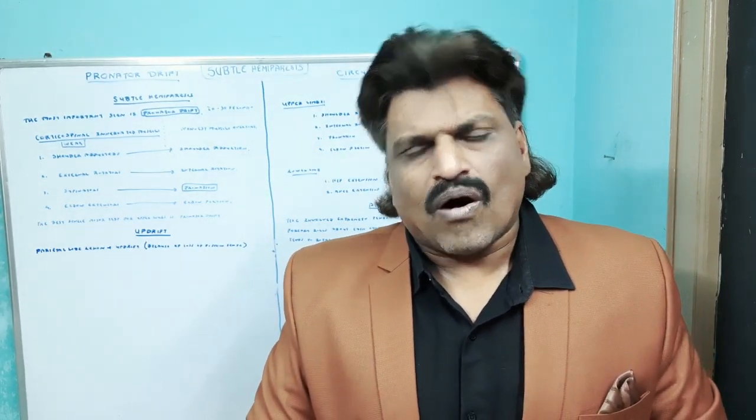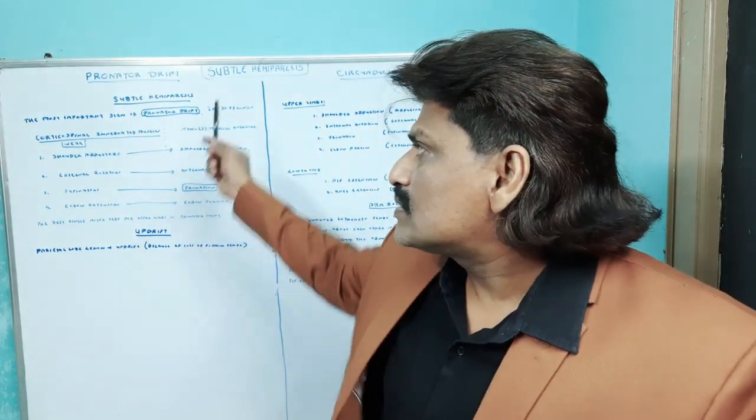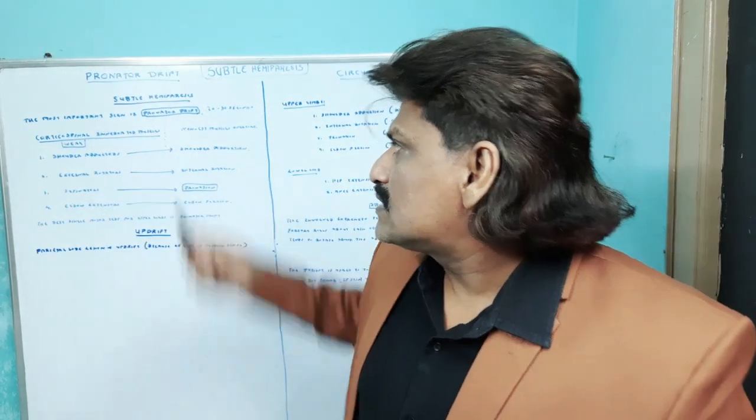So obvious hemiplegia is easy to detect, but subtle hemiplegia you have to diagnose in a smart way by using this test known as pronator drift.